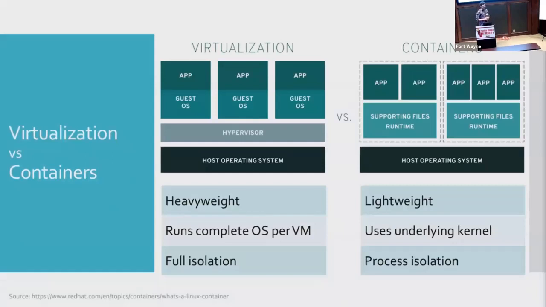So the differences between virtualization and containers. Obviously, you all know on the left, we have virtualization. You have a bunch of apps running in guest operating systems on top of a hypervisor, on top of a host operating system. And then on the right, we have containers, where we have a bunch of applications, the supporting files and runtimes that run the applications, but there are no other operating systems except the one it's running on. It uses that host operating system's kernel, and the processes are isolated.